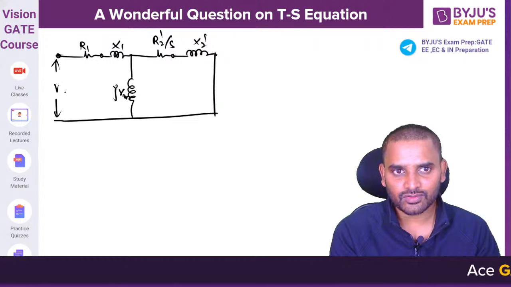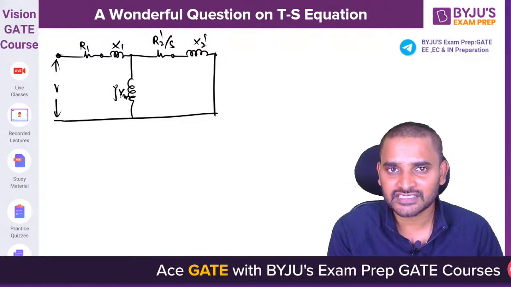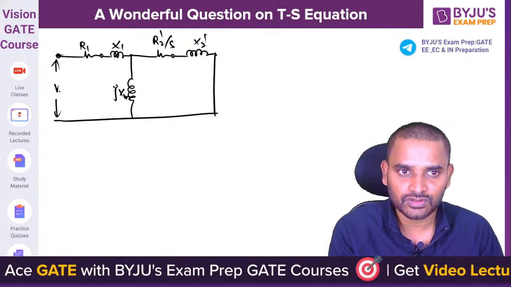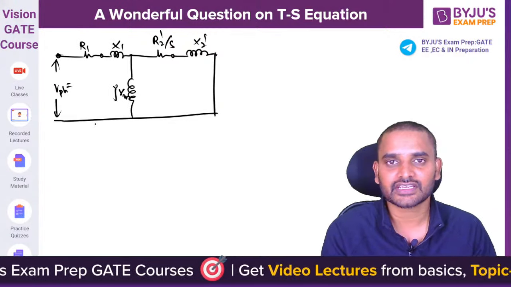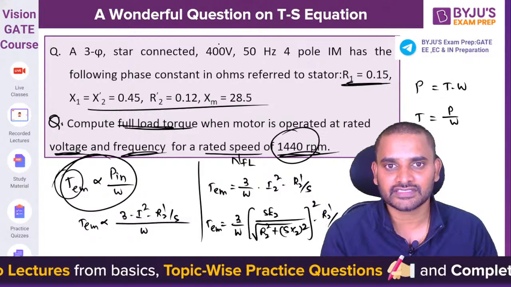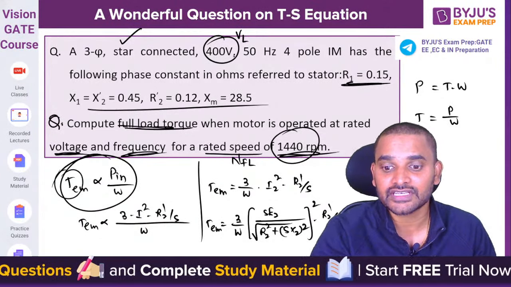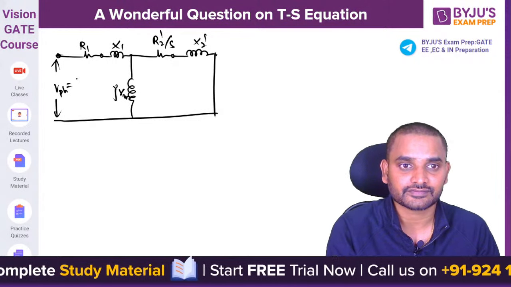So this is the supply voltage which is applied onto the stator. I have taken the per phase diagram, so the stator voltage will be the per phase voltage. What is the per phase voltage? If it is star connected, this is a line voltage, right? So the per phase voltage will be 400 by root 3.